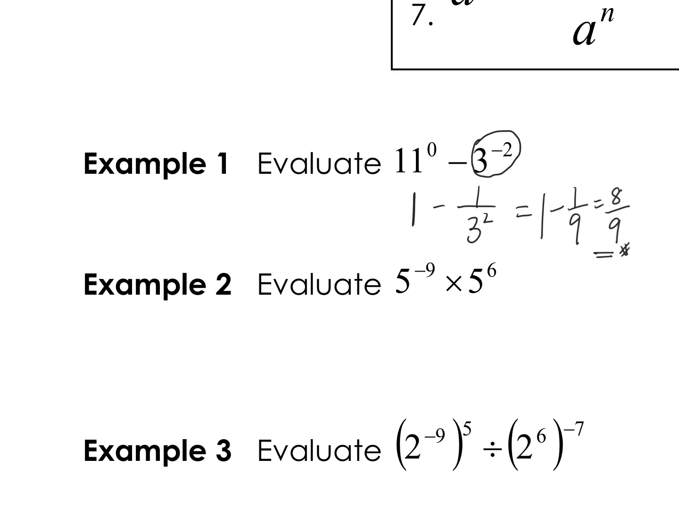Okay, this one same thing. You could choose to add up first since it's multiply. Negative 9 plus 6 is negative 3. And then now you bring it down. And then you get 1 over 125. So it's all about the rules. If you remember the rules very well, you work less hard.